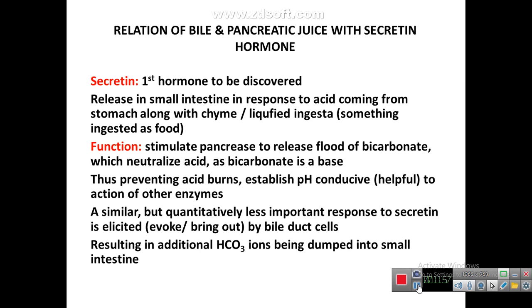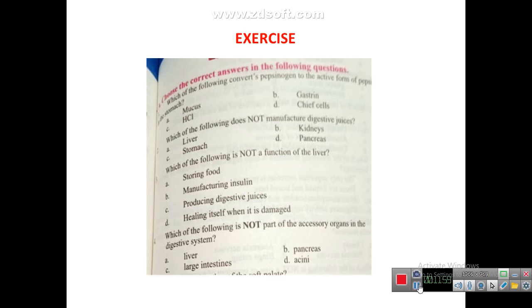Exercise. First, which of the following converts pepsinogen to the active form of pepsin in the stomach? The answer is HCl. Second, which of the following does not manufacture digestive juices? Answer, kidneys. Third, which of the following is not a function of the liver? Answer is manufacturing insulin. Fourth, which of the following is not a part of the accessory organs in the digestive system? Answer, large intestine.